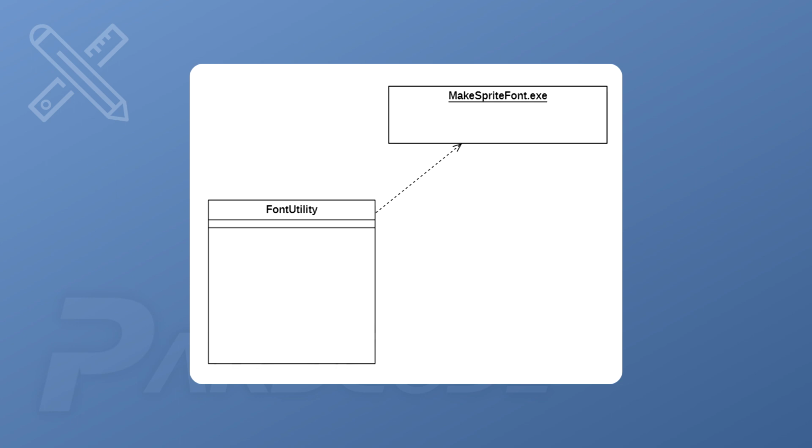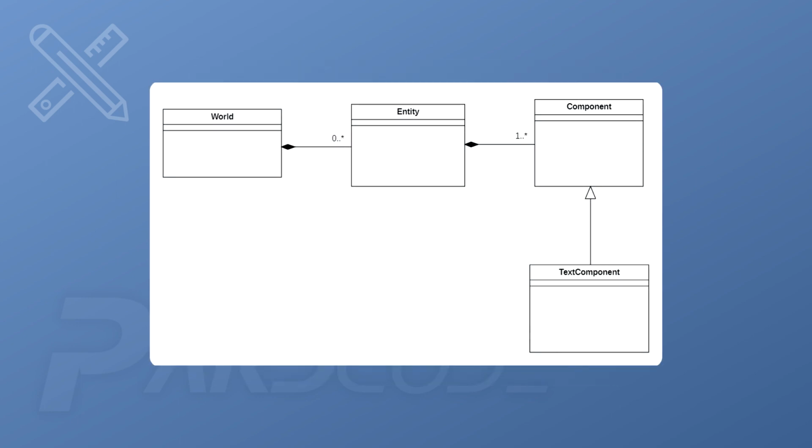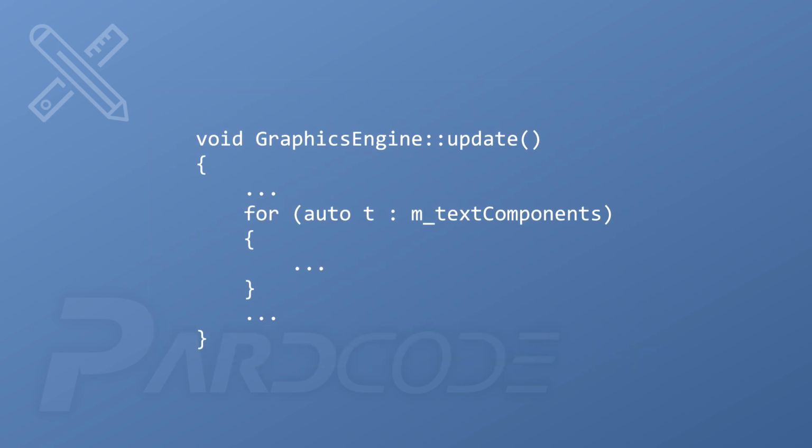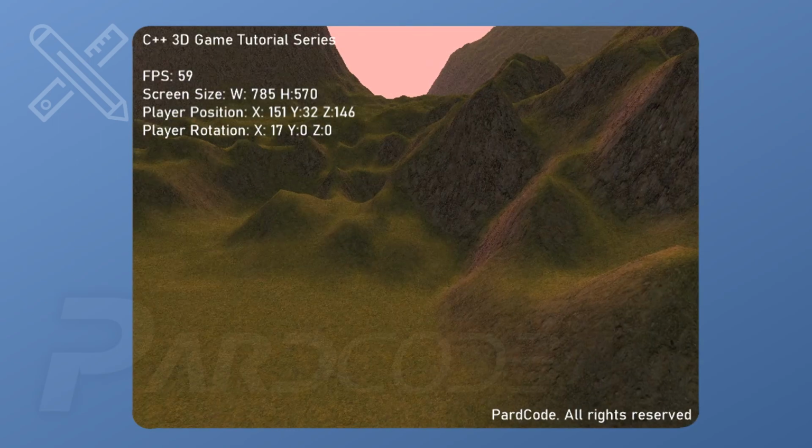Another important class to implement is the font utility, in which we should manage the MakeSpriteFont tool mentioned previously. Last but not least, in order to easily allow the user to add text on the screen, we have to do nothing but create a text component class. Finally, as usual, we should handle the rendering of this type of component inside the update method of the graphics engine class. In the end, we should obtain this final result.